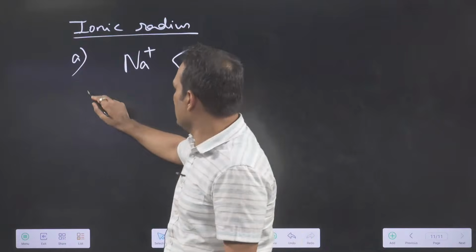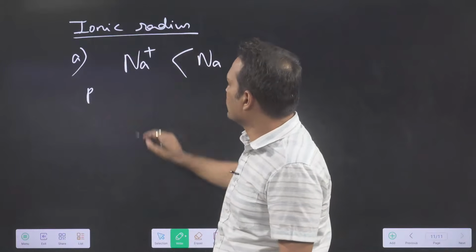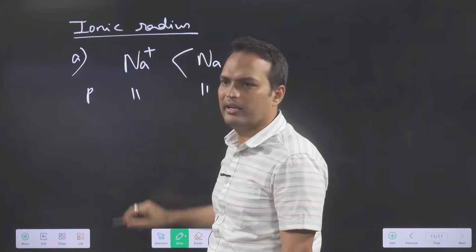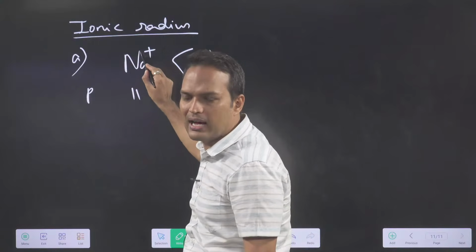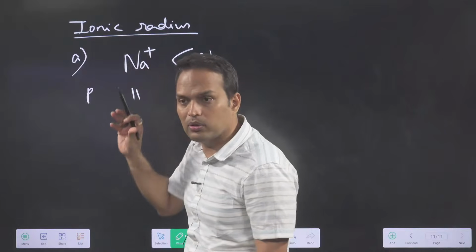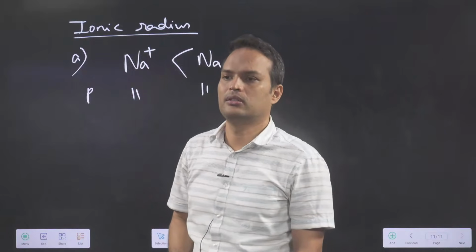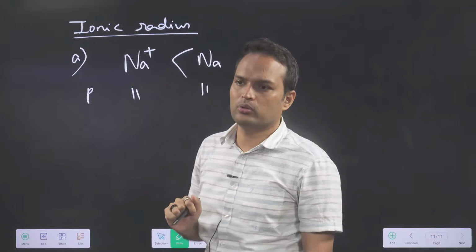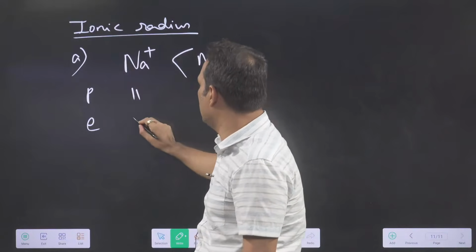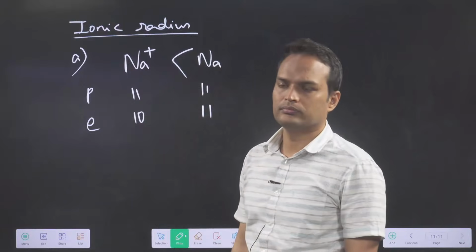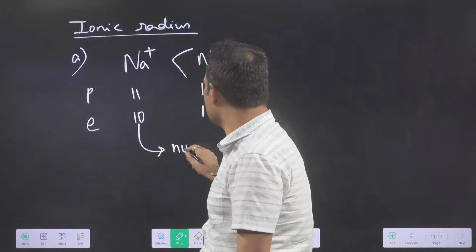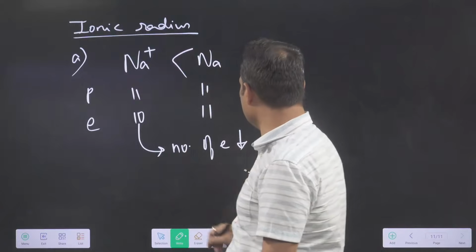How can you compare? You will say simply, sir, proton. Can you tell me the number of proton? You will say, sir, 11. No, positive charge affects electron. Charges affect electron. Proton is sitting in the nucleus, right? You cannot do anything to the proton. Okay, what about electron? You will say, sir, here 11, here 10. One electron gone. Okay, one electron gone, you can say, sir, number of electron decreasing.